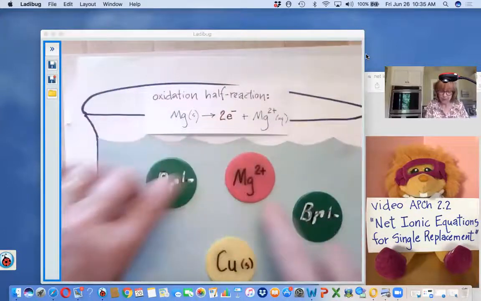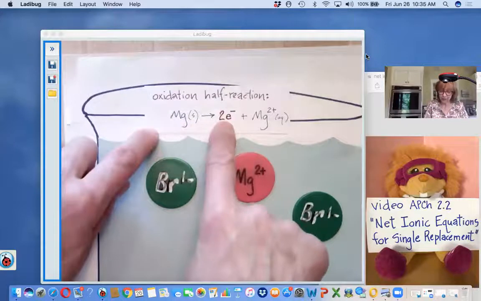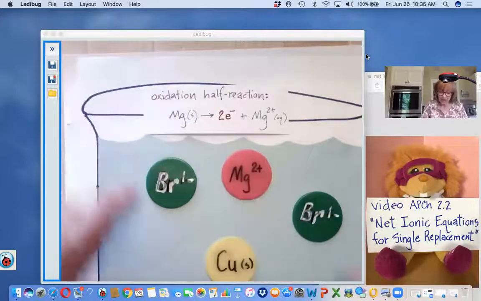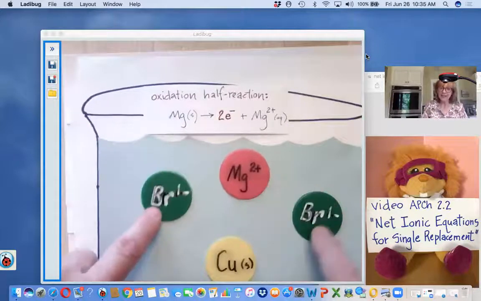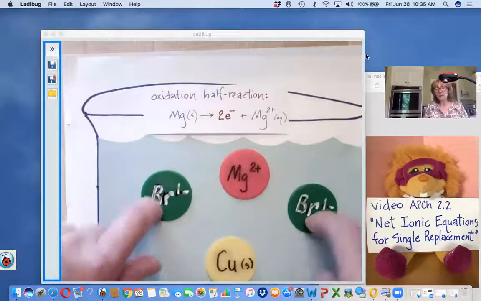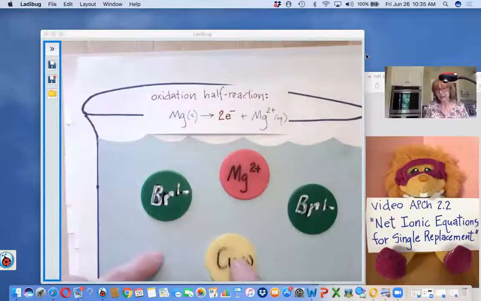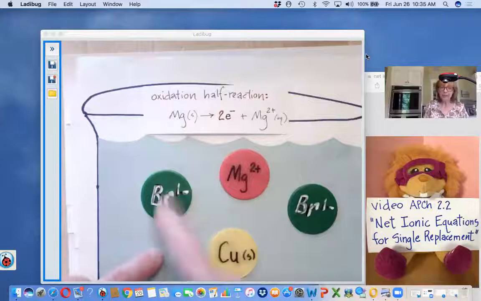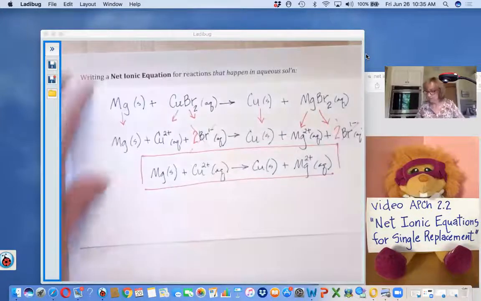important part there, when the magnesium gave away its electrons, it became a cation. And now we've got cations and anions free to swim around in solution, which, by the way, means that's an electrolyte. Okay, let's do one more together.